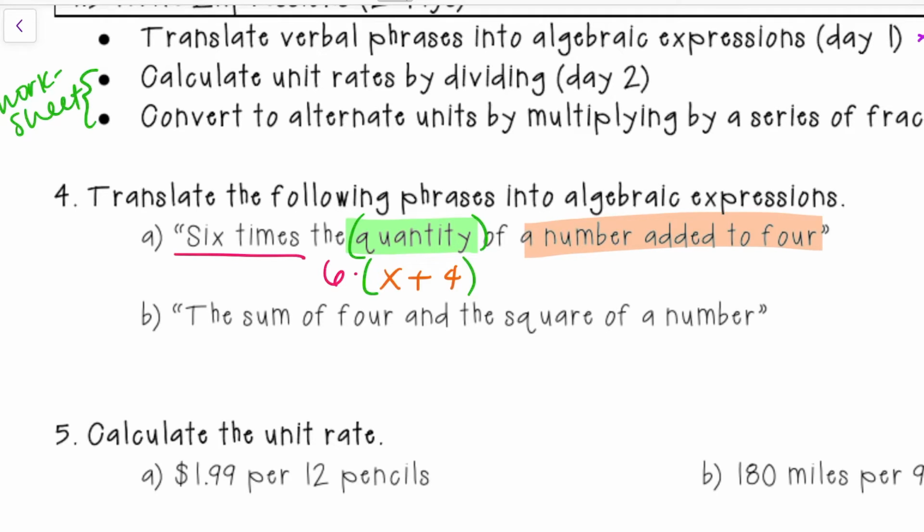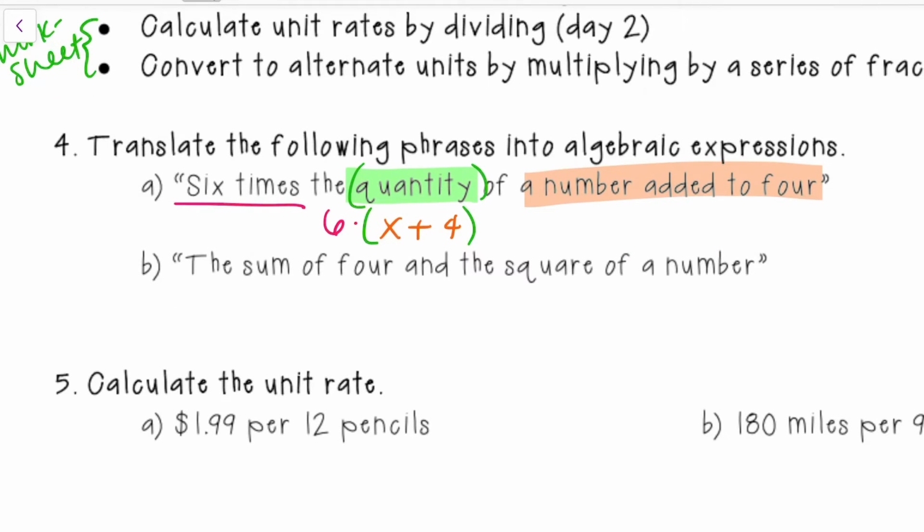And that's it. Now, when we have the word quantity, remember that we are going to have parentheses, and you have to have 2 things in parentheses. So if you weren't sure if it was supposed to be 6x plus 4 with or without parentheses, remember that there has to be something inside, like an additional operation inside your parentheses. That'll help you out.